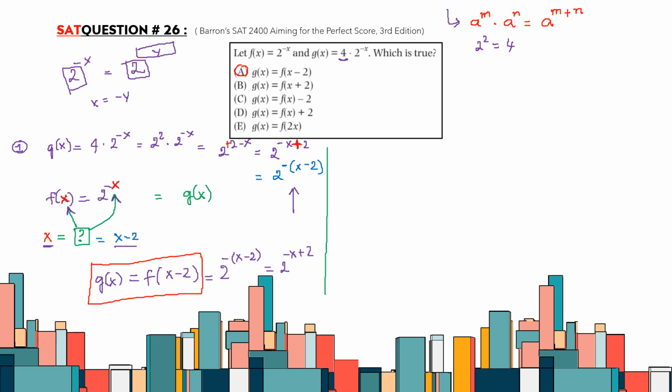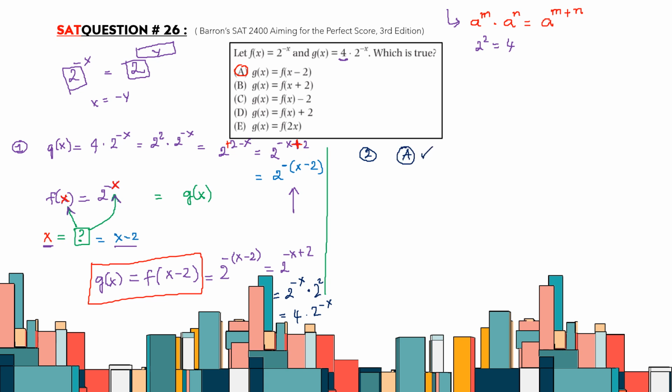The second method is we don't have to calculate like that, but we plug in each choice into the function f of x. So let's see, if we plug in A, we see that is exactly what we see. Now this one we just go backwards, minus x, and then multiply by 2 to the power of 2, that's 4. 4 times 2 to the power of negative x. So choice A is good.